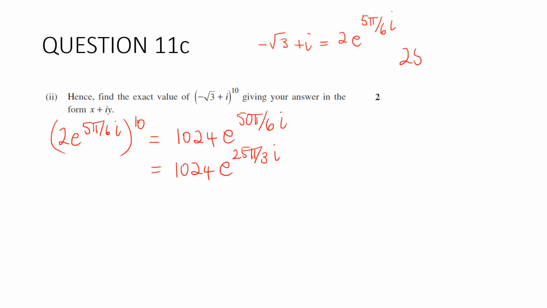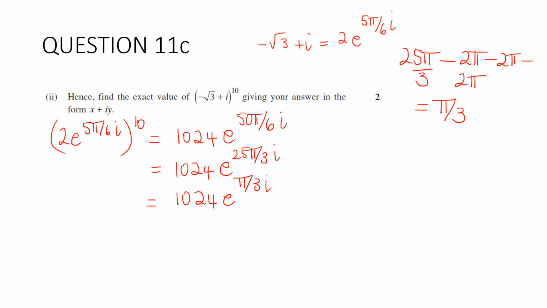Now 25 pi on 3 is way too big. It's greater than pi, so we just subtract 2 pi over and over again. In fact, I've got to do it 3 times until I get back into the domain. And that will give me pi on 3, which I'm happy with. So it equals 1024 e to the pi on 3 i.